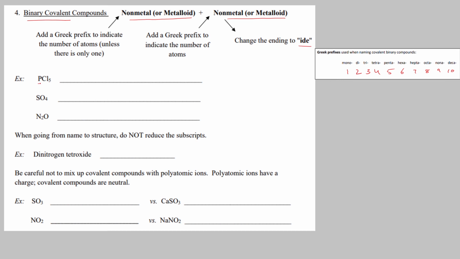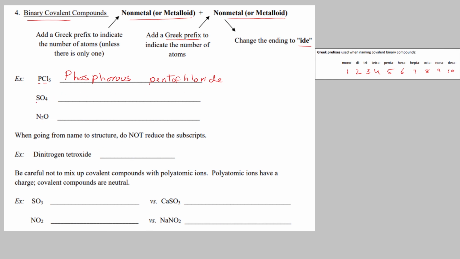So here we have phosphorus. This is the first non-metal. We will use the Greek prefix to indicate the number of atoms unless there is only one. So this is only one, so we are not going to use the Greek prefix. We will only say phosphorus. Now for this chlorine, we will be using the ending IDE, so it will be chloride, and we have to indicate the number of atoms with the Greek prefix. So for 5 atoms, we will be using penta. So it will be phosphorus pentachloride.